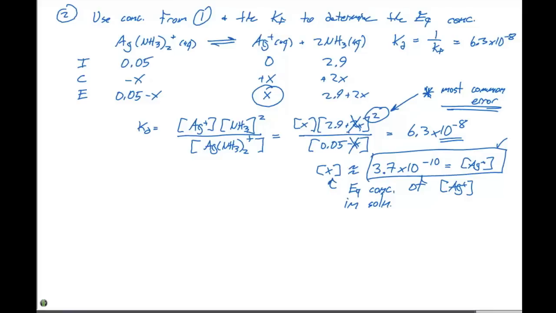Does anybody have any questions on these complex ion calculations? Yeah. In the question, it says that there is also 0.05 molar chloride ions. Does that have anything to do with the algebra?